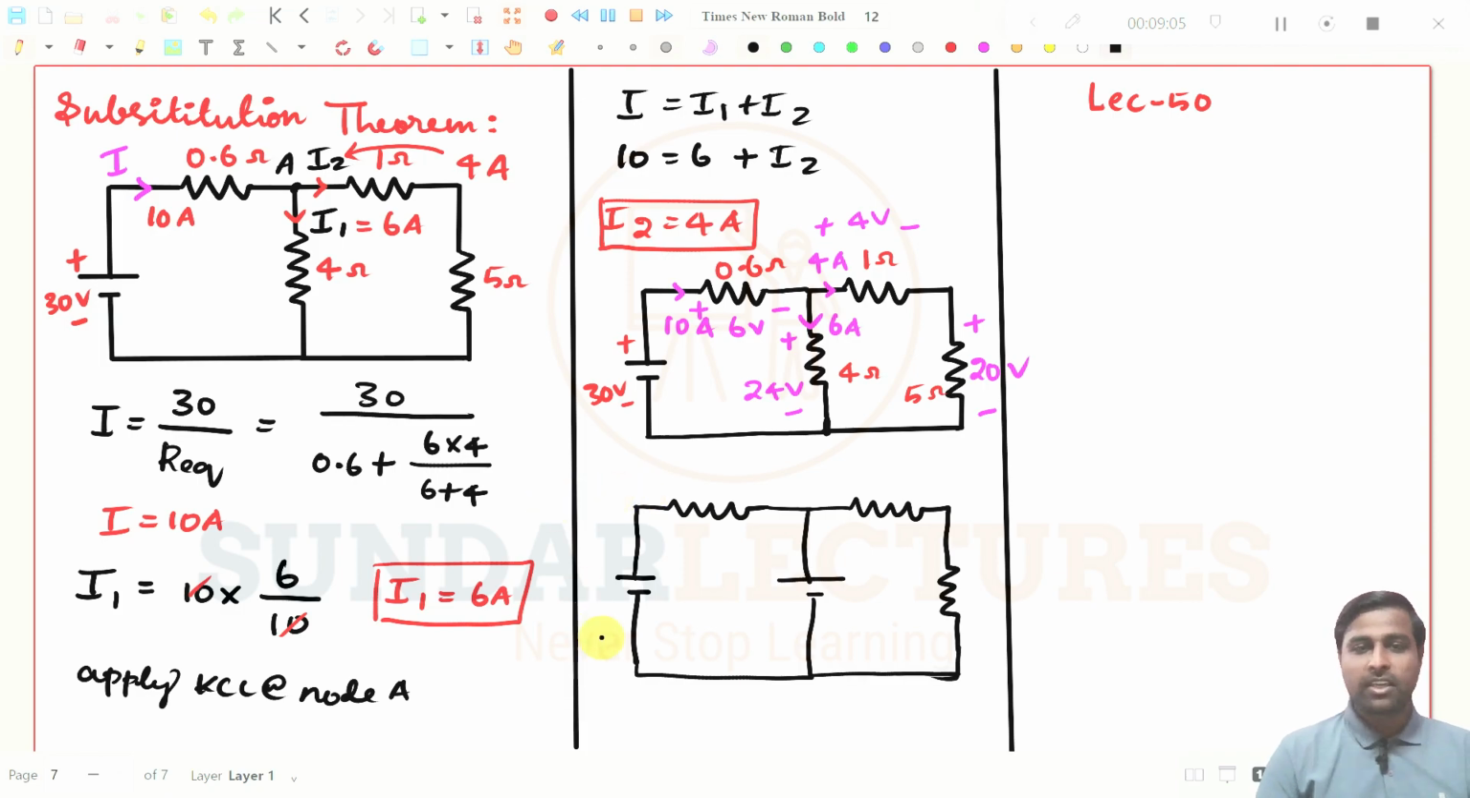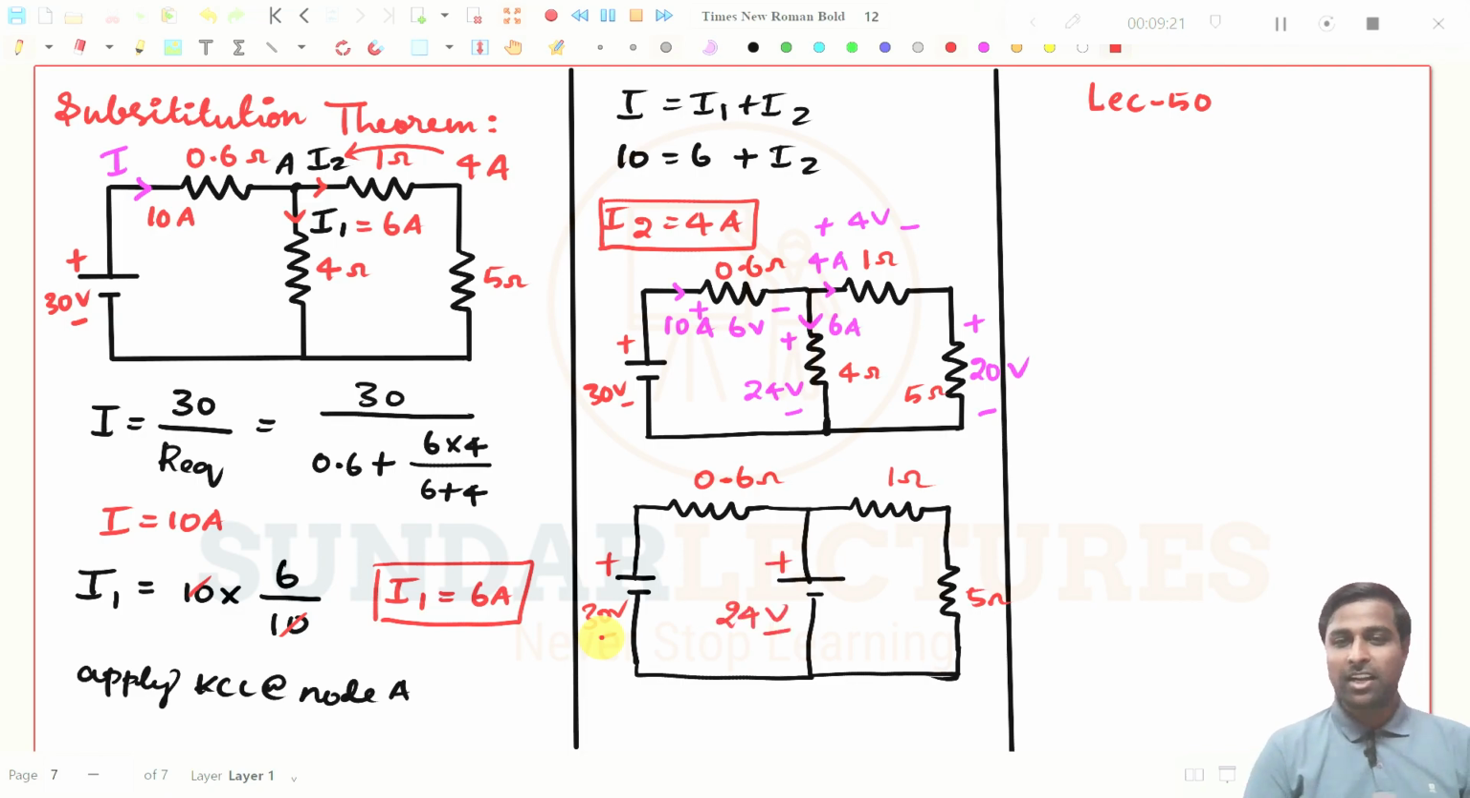This will be the diagram. So what is this one? This is plus minus 30 volt, and this is 0.6 ohms, and this is 1 ohm, this is 5 ohms, and this will be plus minus 24 volt. Try to understand, I have replaced the resistor with a voltage source.